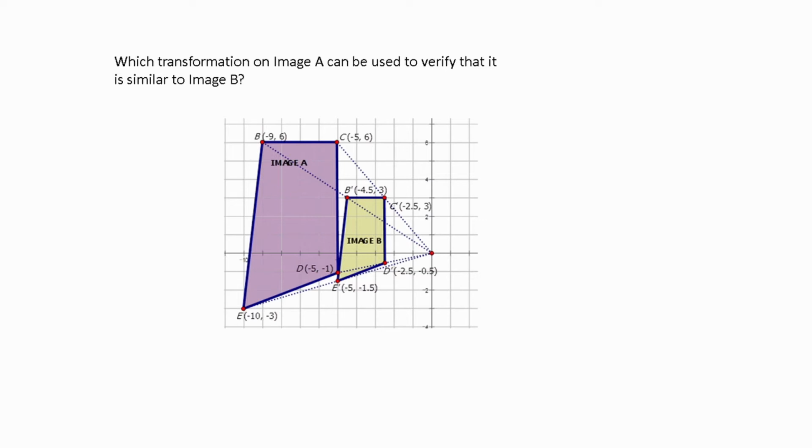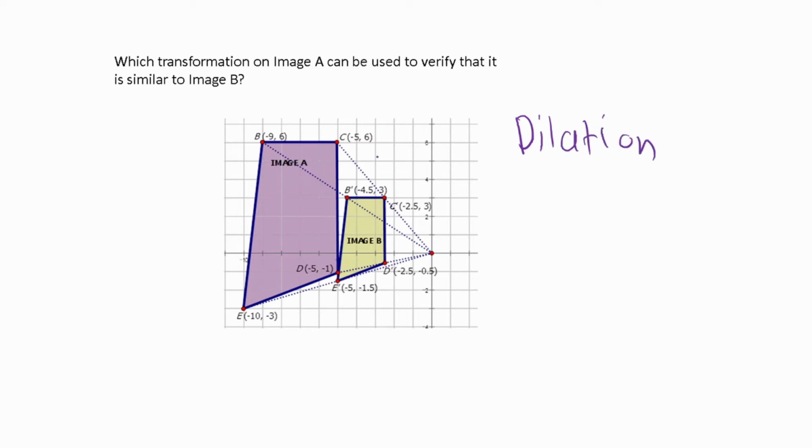Next up, which transformation on image A can be used to verify that it is similar to image B? This one's super easy. We just have to identify what's the transformation that's going on. Well, our answer here is, look, we have a bigger shape and it turns into a smaller shape. There's only one transformation that does this, and that's a dilation. Exactly what we were talking about before.